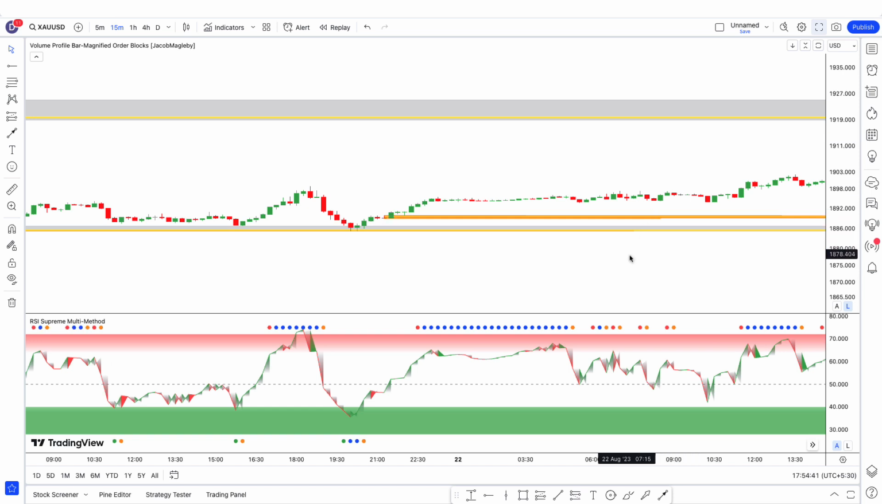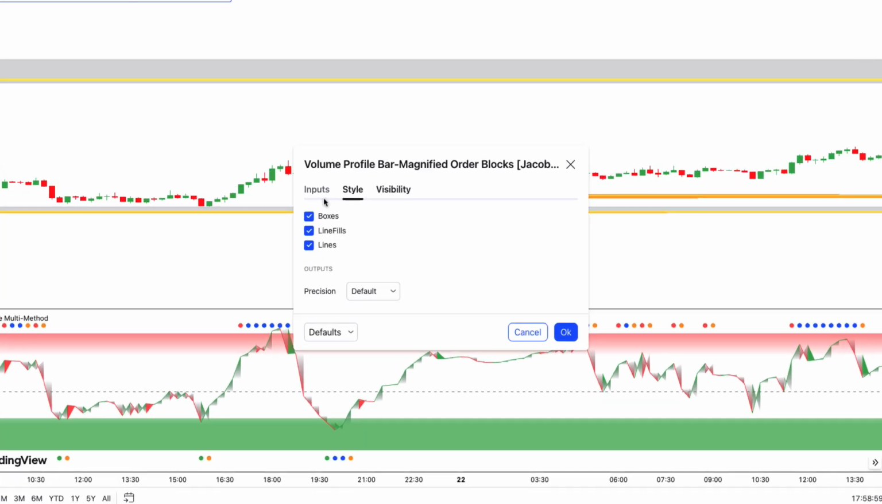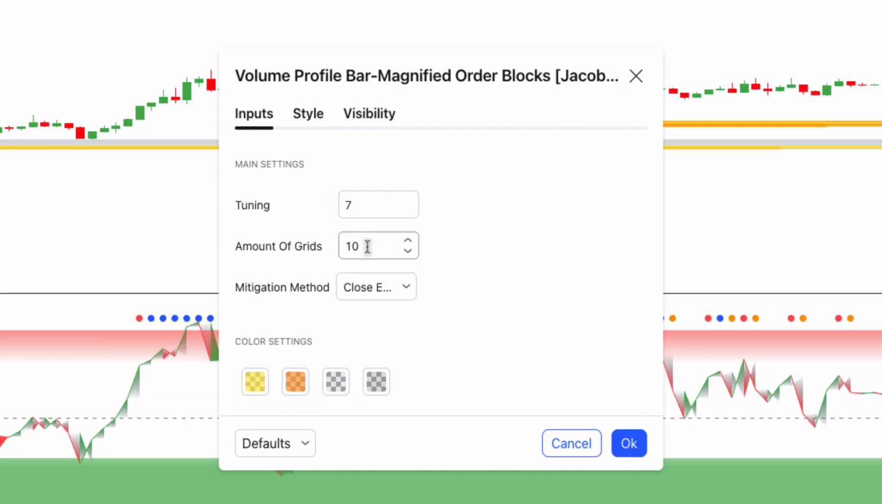Crucially, users have the ability to fine-tune the detection of order blocks. This is made possible through a single input setting called tuning. This integer value allows you to control the significance and frequency of the order blocks. Higher numbers will produce more significant order blocks, though they will appear less frequently. Lower numbers, on the other hand, will yield less significant order blocks, but they will occur more often. This enables you to adjust the sensitivity of the indicator according to your specific trading strategy and style.